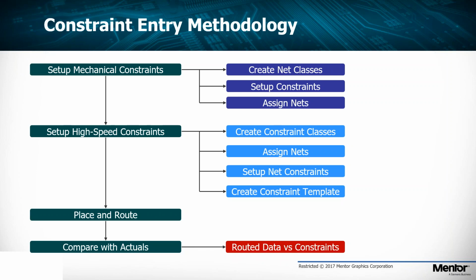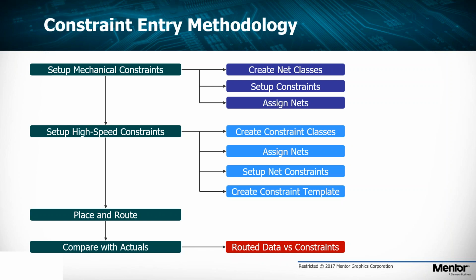After we're done with mechanical constraints, we want to take a look at the high-speed constraints for our high-speed signals. So we'll create some constraint classes, again assign nets to those, and set up the net constraints on a net-by-net basis or a constraint class basis.